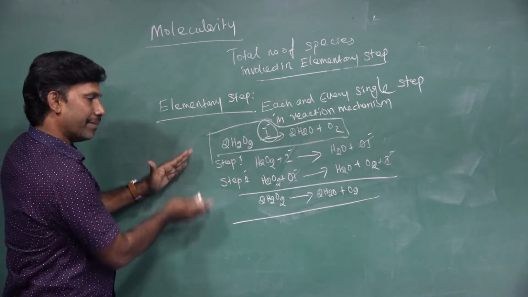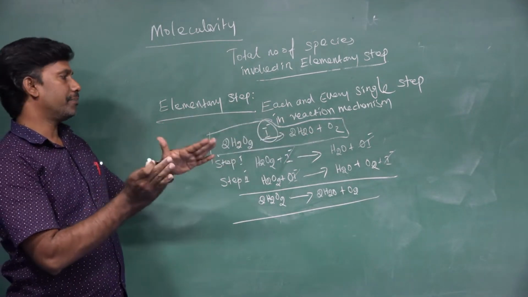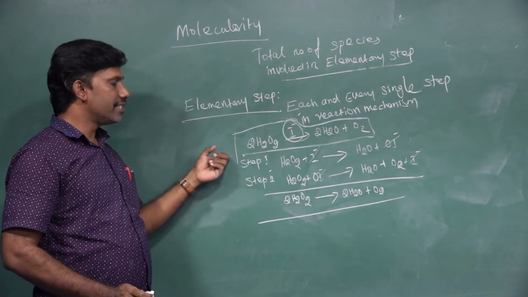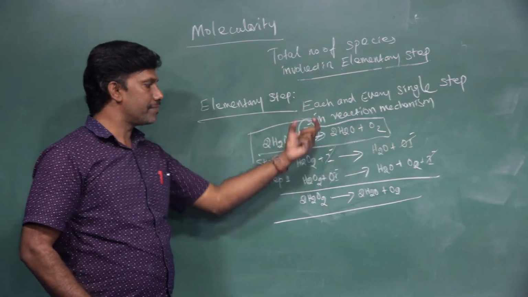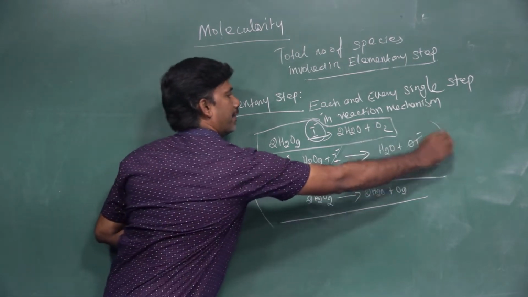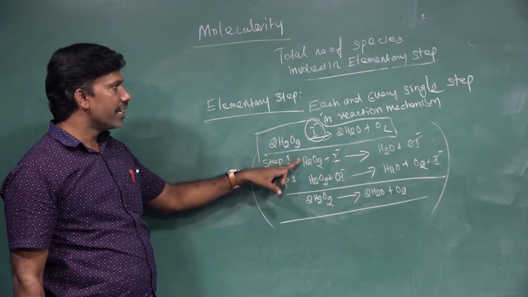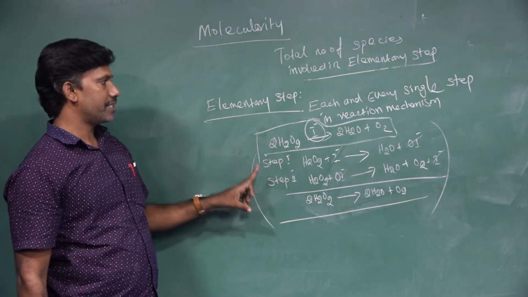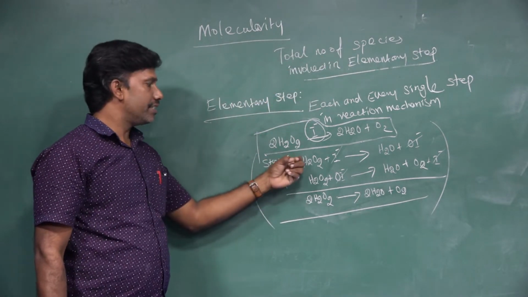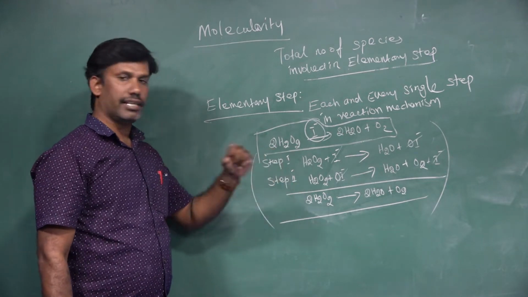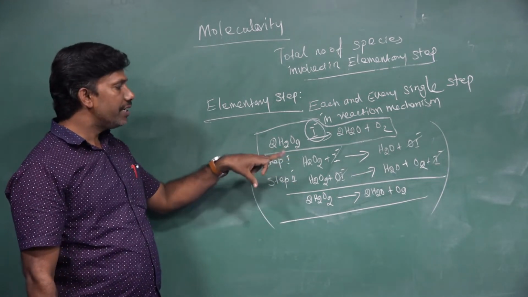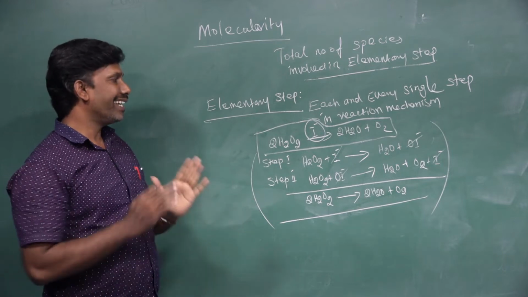This is called the reaction mechanism. It is a step by step process. It will not happen suddenly. This is the way the reactant becomes product. This is called the reaction mechanism. In this mechanism, each and every single step is called an elementary step. This is a separate elementary step, and this is a separate elementary step. So each and every single step is called an elementary step.